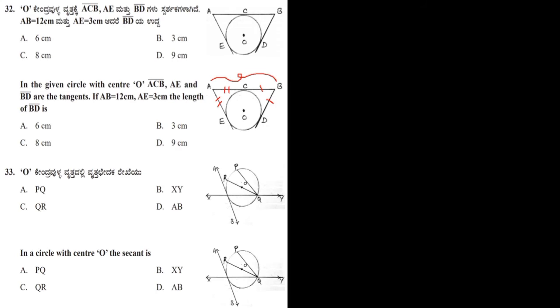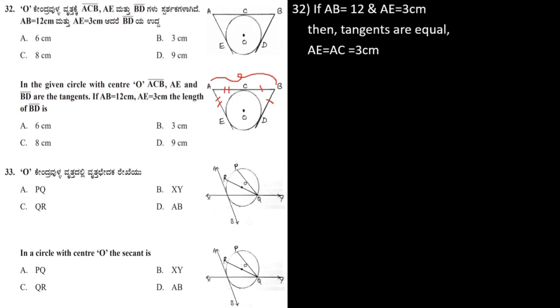That means, here they gave the AE value, so the AC value will be how much? That's also equal, that means 3 cm. AE and AC are both equal to each other. Therefore we can say it's 3 cm. If we need AB, we need to write AC plus BC. If we add both we'll get AB.